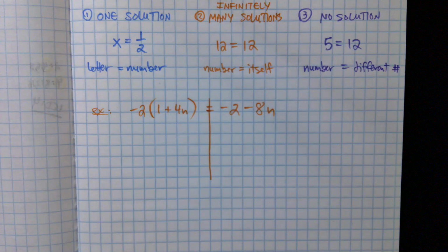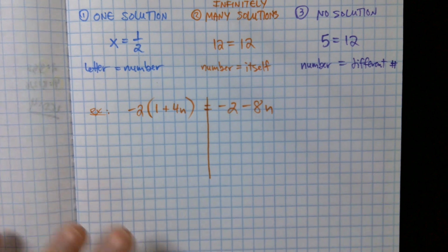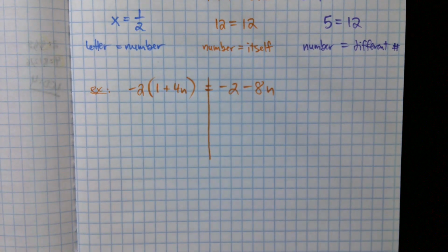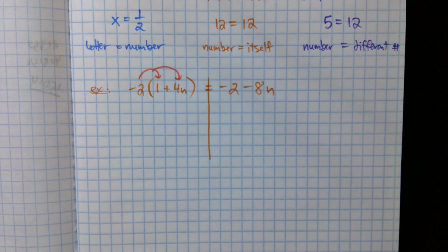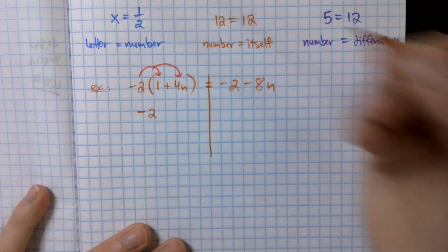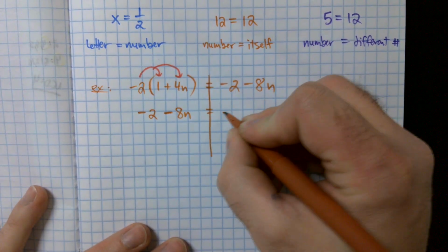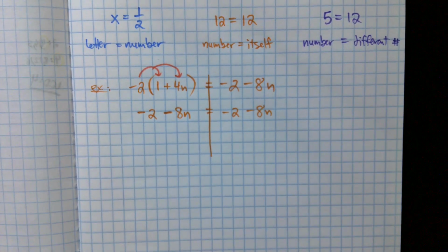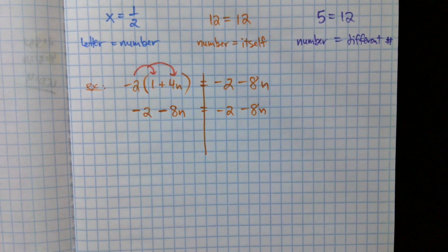So, what's the first thing I need to do in this equation here? What's my first step going to be? Combine like terms? No. No, what's it going to be? We're going to distribute. What am I distributing? -2. I'm distributing it to the 1 and to the 4n. Right? -2 times 1 gives me -2. And -2 times 4n gives me -8n. So right away, once I distribute that, what do I notice about my equation? It's got the same on both sides, right?